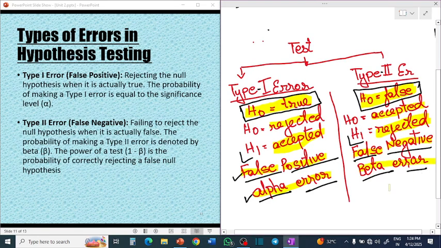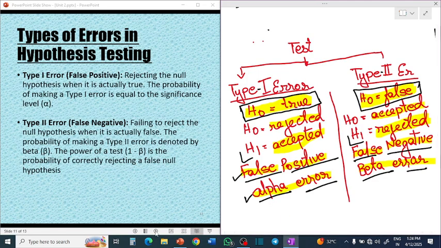So I hope everything is clear up to here. It can be a little confusing for those who are understanding it for the first time. Please go through this video once or twice and I will also provide the PDF. The PDFs will definitely help you to make this concept even more clear. So this is type 1 error and type 2 error.